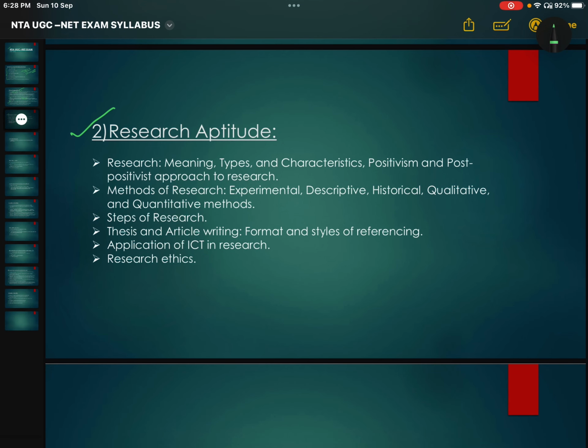Next, the second chapter is research aptitude. First, we will discuss the meaning, types and characteristics, along with methods of research and steps in research. In research, there are certain steps we need to follow while we are doing research. We discuss that in this, along with thesis and article writing and application of ICT in research. Next, as researchers, we need some ethics, so that also we will discuss in this.